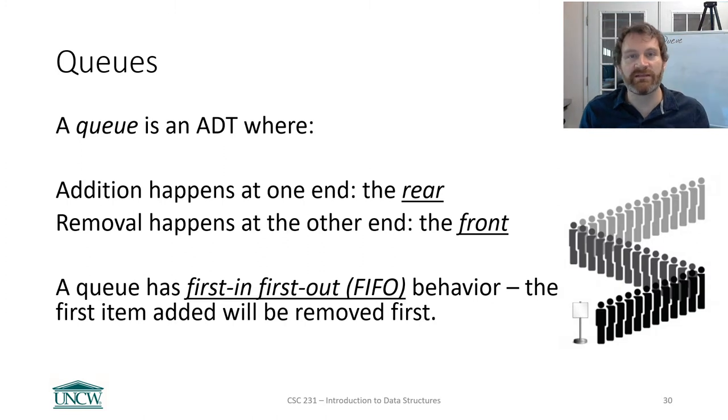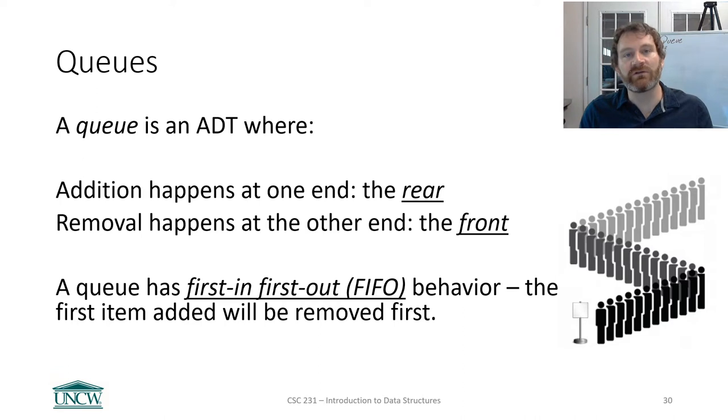Things in the queue, items that we put in the queue, get serviced in the order they were placed in it, right? We call that first in, first out behavior, FIFO. The first thing into the queue is the first thing out. That's a fair queue, right? Compare that to the stack. Everything happened at one end of the stack called the top. That was last in. The first thing you put in is the last thing that goes out. The queue is opposite of that, right?